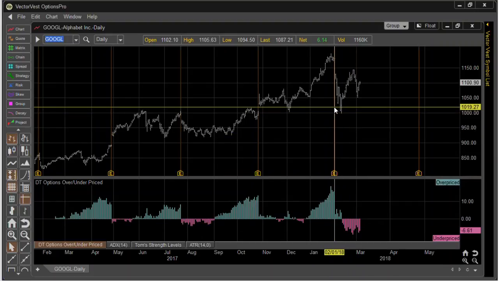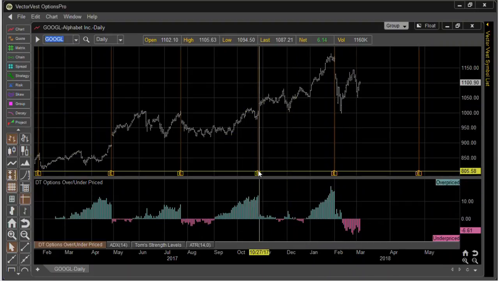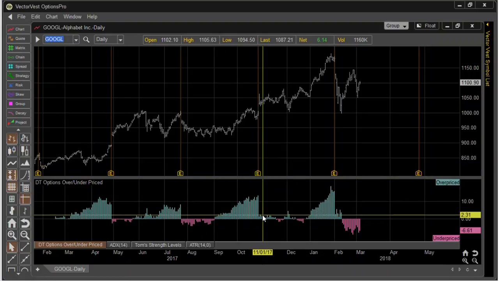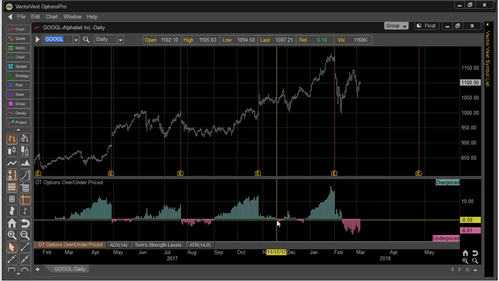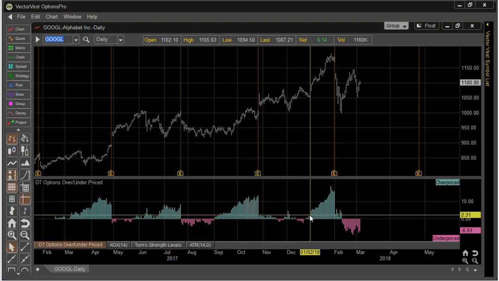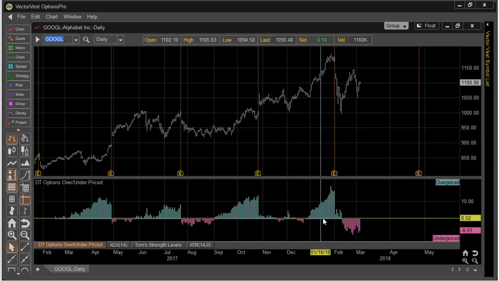What I like to do is after the earnings announcement, you see how after the earnings announcement right here on Google came in, options were still overpriced. This is still a great opportunity to do a credit spread, really, except for when it goes underpriced. But anytime it's overpriced, really until about 5 weeks before the earnings announcement, this is good.